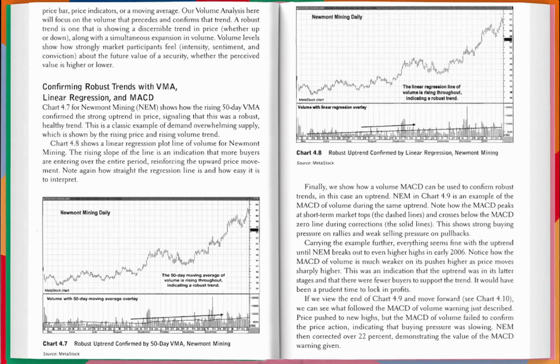If we view the end of chart 4.9 and move forward, see chart 4.10, we can see what followed the MACD of volume warning just described. Price pushed to new highs, but the MACD of volume failed to confirm the price action, indicating that buying pressure was slowing. NEM then corrected over 22%, demonstrating the value of the MACD warning given.